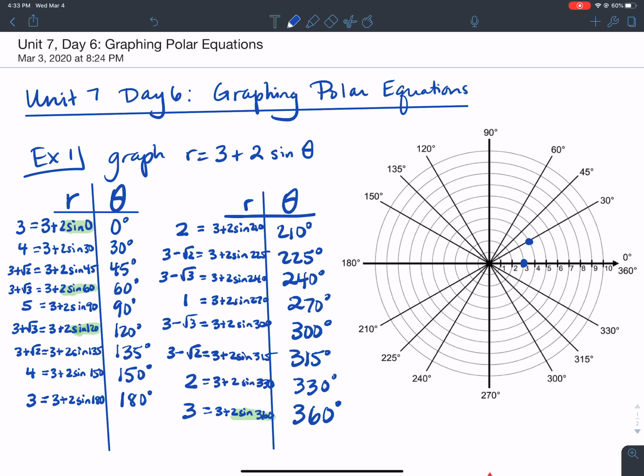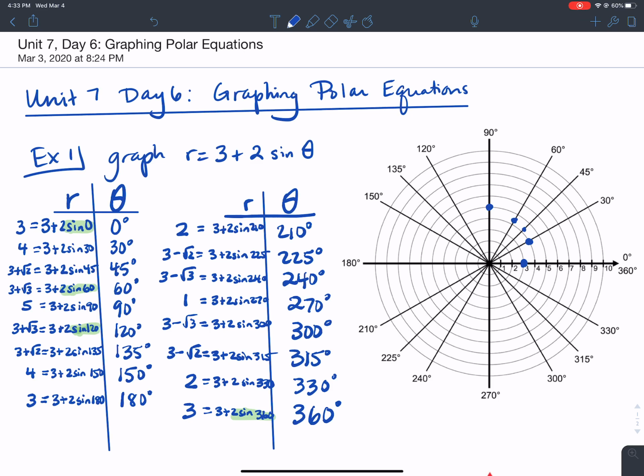So 1, 2, 3, 4.14-ish. So a little more than 4. And then 3 plus root 3, again, is a little bit further than that. So, again, a little past 4. And then at 90 degrees, we're at 5.